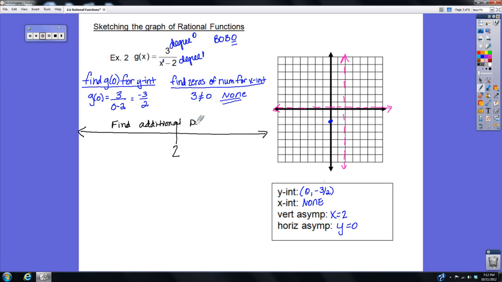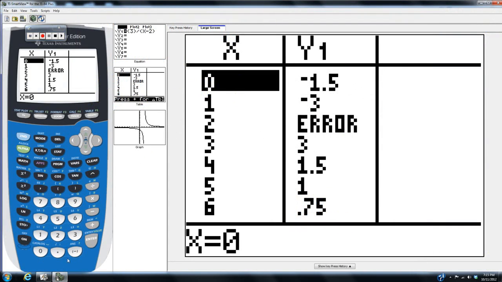Okay, let me put on here what we are going to find: additional points. So let's find some additional points on the left-hand side of your asymptote and on the right-hand side of your asymptote. I'm going to pull up the calculator because it's okay if you do use the calculator and go to the table and find some points. So I already have the equation in here. Make sure you put parentheses around the numerator and around the denominator. And I already have the table up here.